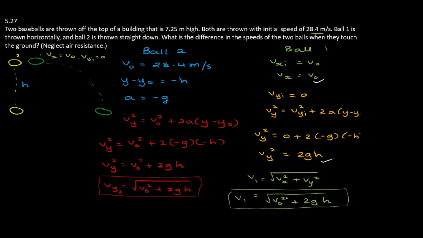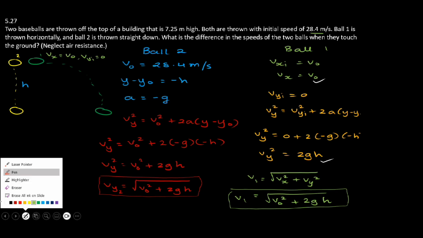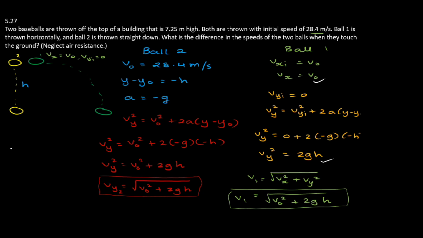Now compare V1 and V2. V1 is square root of V0 squared plus 2gh. V2 is square root of V0 squared plus 2gh. Both values are the same because V0 is 28.4 for both and the vertical distance h that they cover is also the same. So the magnitude of velocity for both balls at the bottom is the same. And since the magnitude of velocity is the same, when I take the difference V2 minus V1, that gives me the answer as 0.